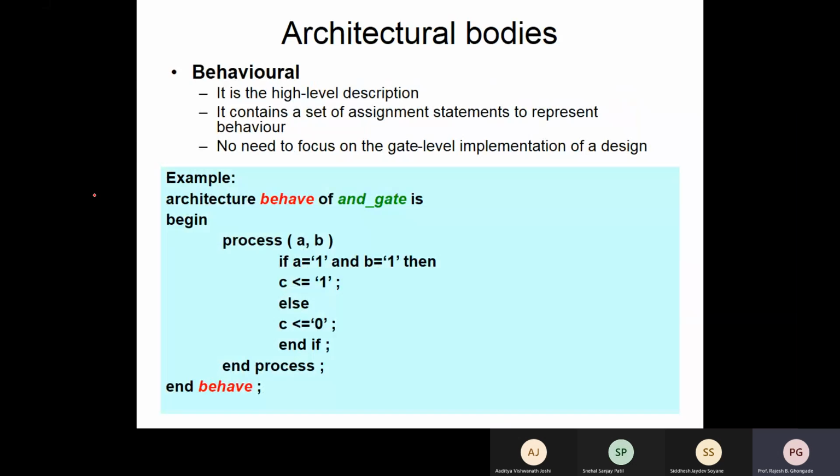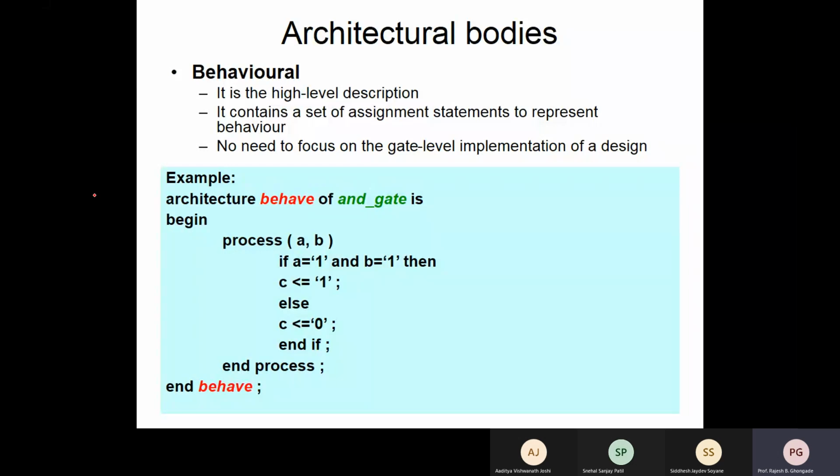What are the various different ways in which you can define the architectures? One is the behavioral way. We've already seen the three types, and the fourth one, which is a mix of any two. Behavioral is a high level description, the highest level of abstraction, so we are hiding many things. I can write this in such a way that I need not go into the details. It will contain a set of assignment statements to represent the behavior. There is no need to focus on the gate level implementation.